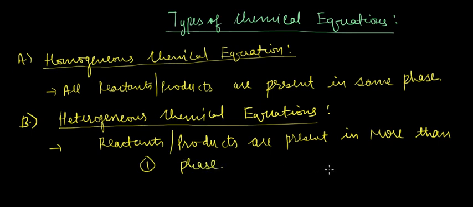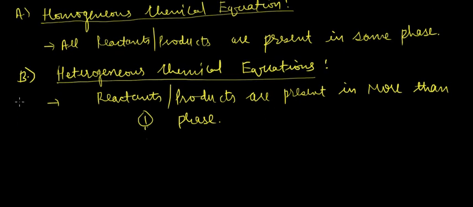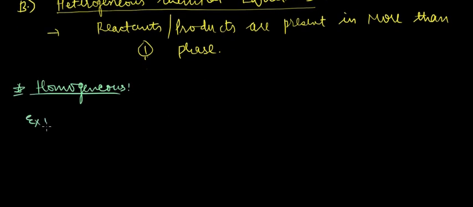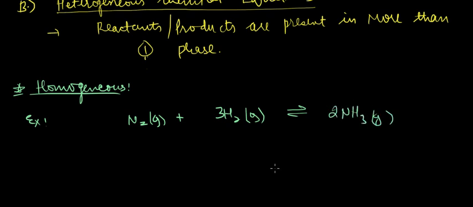Okay. So next, let us dive deeper into homogeneous chemical equations or homogeneous chemical reactions. Let's see some examples. We have N2(g) plus 3 moles of H2(g) reacting. This is a reversible reaction, so 2 arrows will be present, and 2 moles of NH3(g) are getting formed.